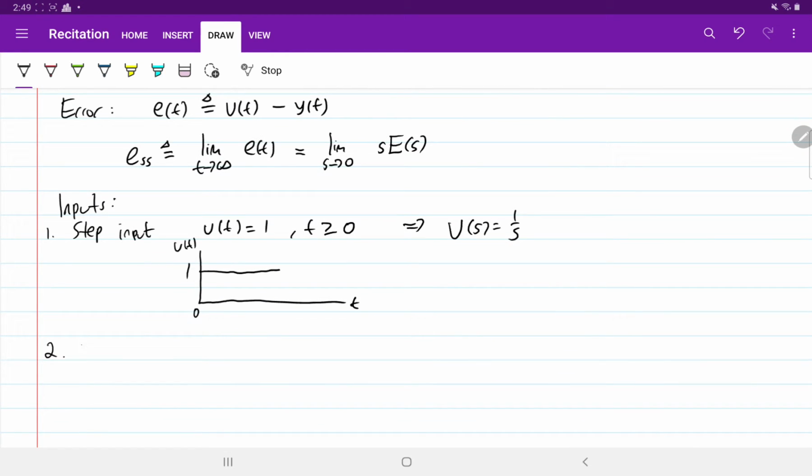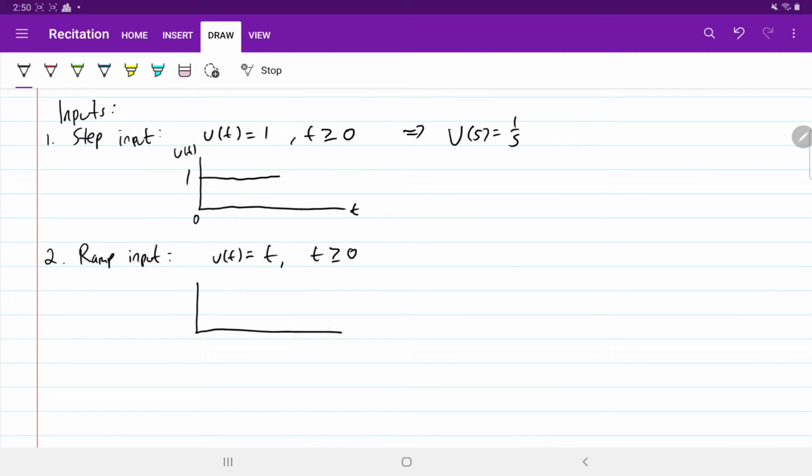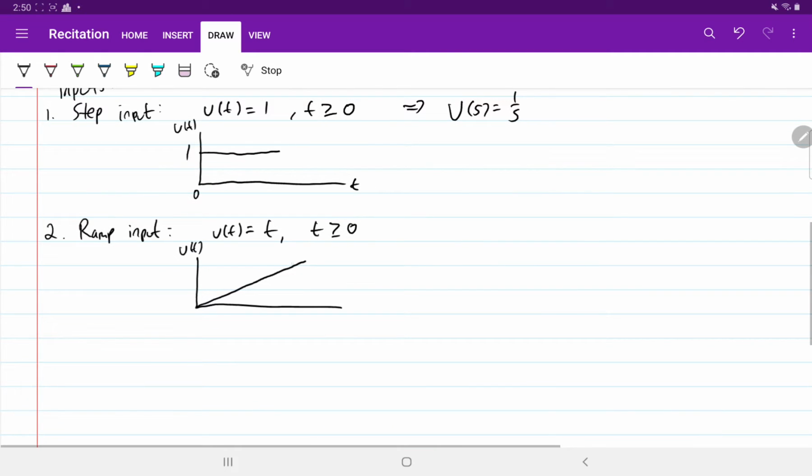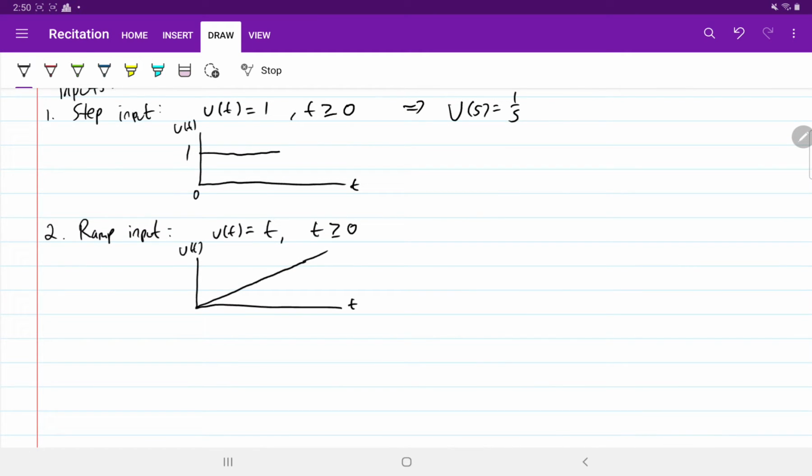The second type of input is ramp input. u of t is equal to t for t greater than or equal to 0, and ramp input looks like this. It is just a linear function that keeps increasing as t goes to infinity. In Laplace domain, u of s is 1 over s squared.